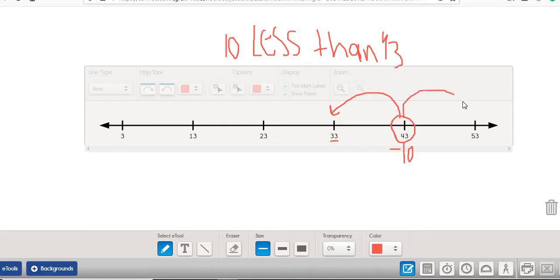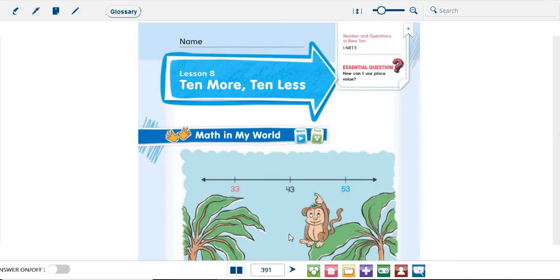And the next number to 43 is 53. 53 is 10 more than 43. Because 43 plus 10 equals 53. So, the previous number is 10 less than this number. And the next number is 10 more than this number. Interesting. Now let's go back to your book, page number 391.